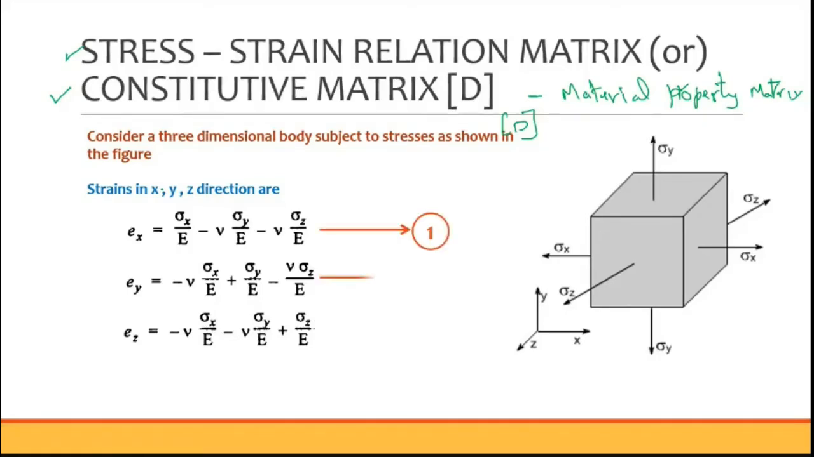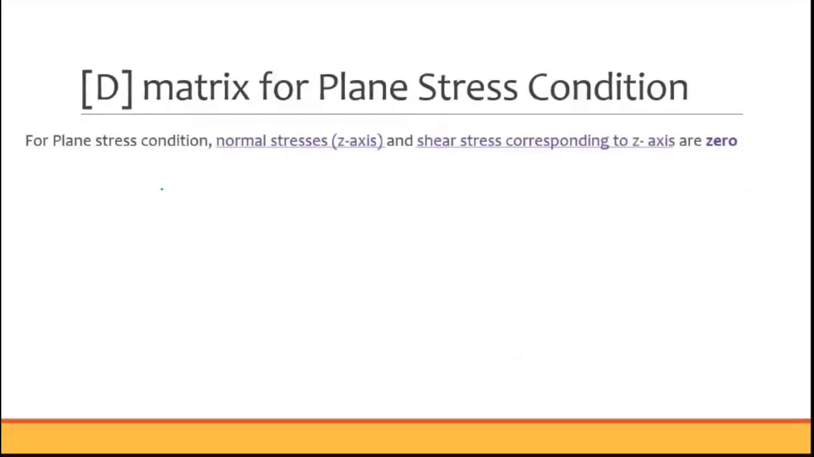Now I have a relation here. Let me identify the plane stress condition, and I'm going to solve it for plane stress. Your material property matrix, the D matrix, can be categorized into 2: one for plane stress condition and the other for plane strain condition. This is the difference. Your B matrix will be the same; only your D matrix will be different. So let us consider the plane stress condition.